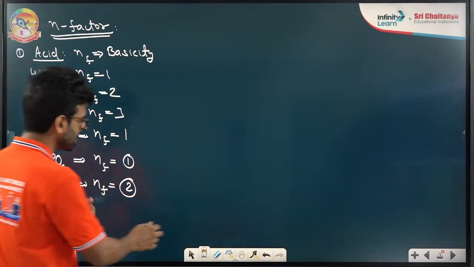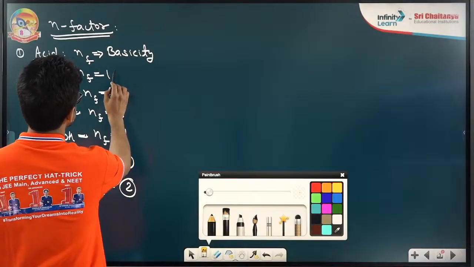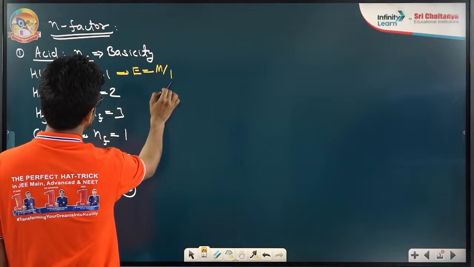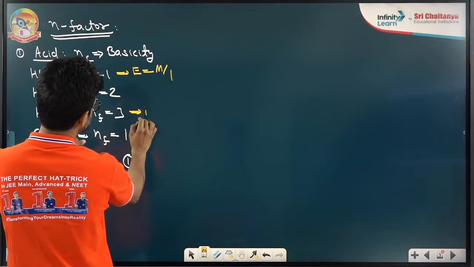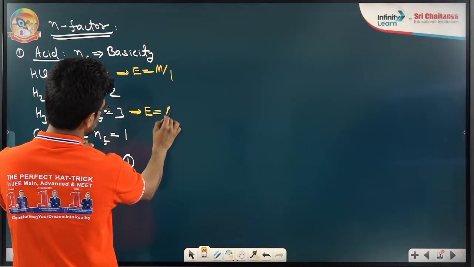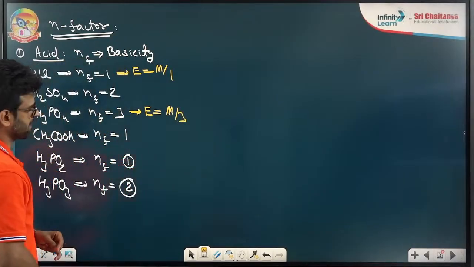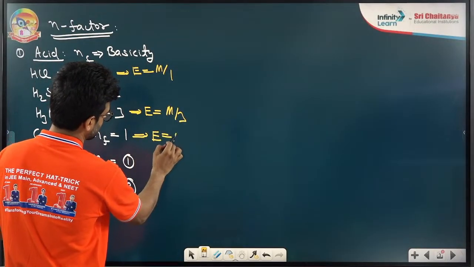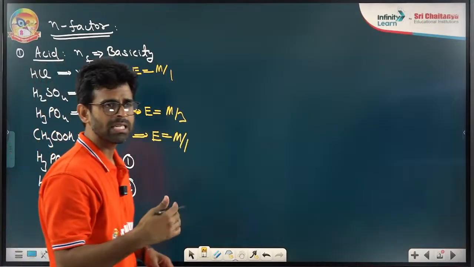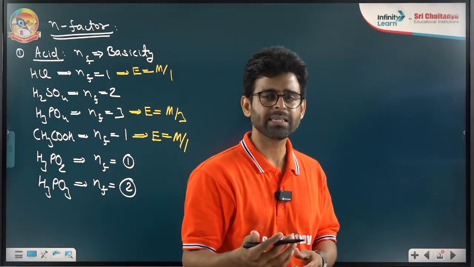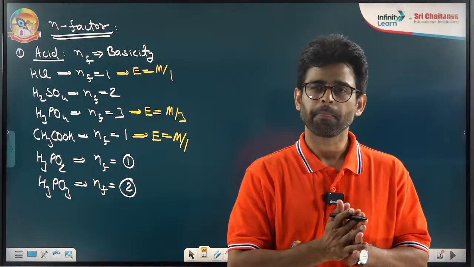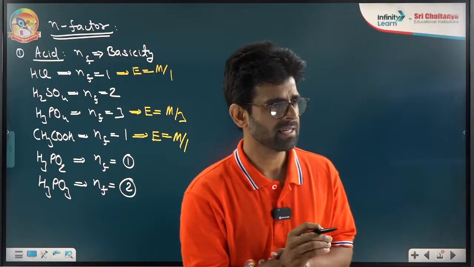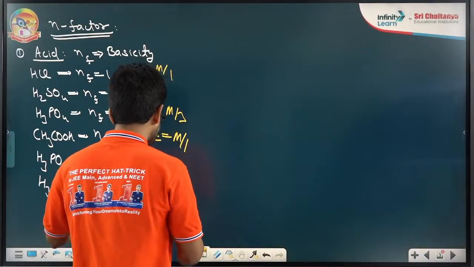So similarly, if I want to find the equivalent weight of HCl, how will I find it? The molar weight divided by 1. If I want to find the equivalent weight of H3PO4, what is that? M by 3, right? Similarly, for acetic acid, it is M by 1. So if you know the n factor, you can easily find the equivalent weight. What is the equivalent weight? Molar weight divided by the n factor, right? Clear? I was saying about the structure.